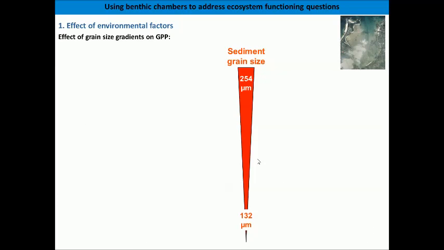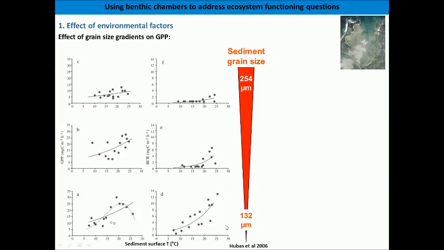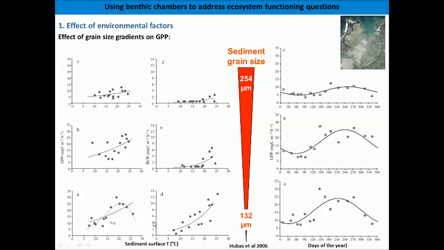You can also look at the effect of a gradient of grain size on gross primary productivity. This is a small estuary that has a gradient going from sand to mud. Measurements of the effect of temperature on gross primary productivity and season were performed at 3 stations along this gradient, showing that going from mud to sand actually dampens the relationship that is usually observed.